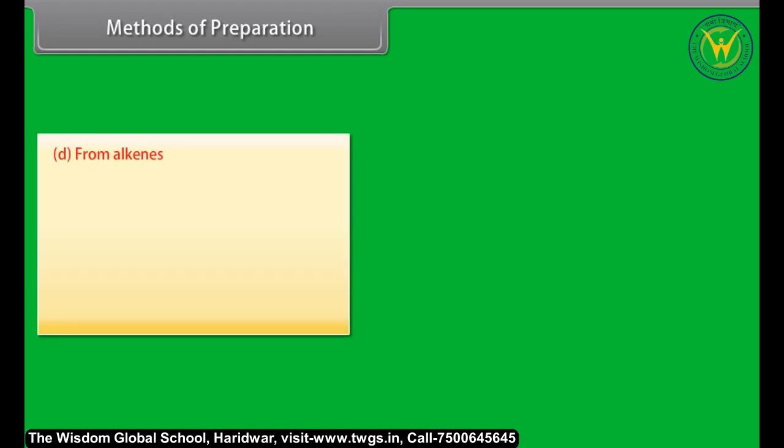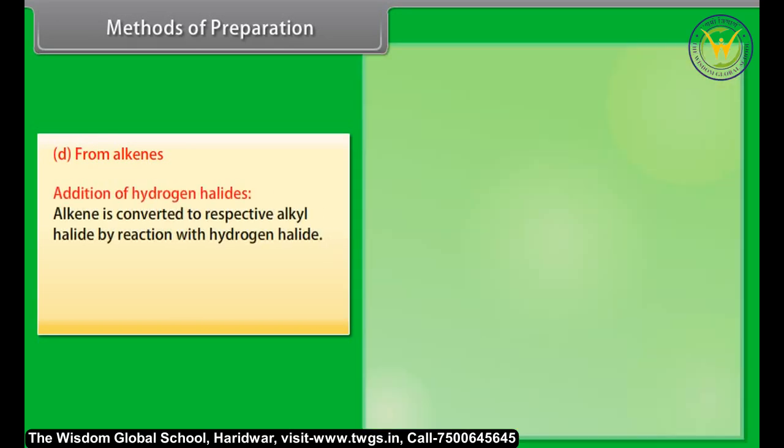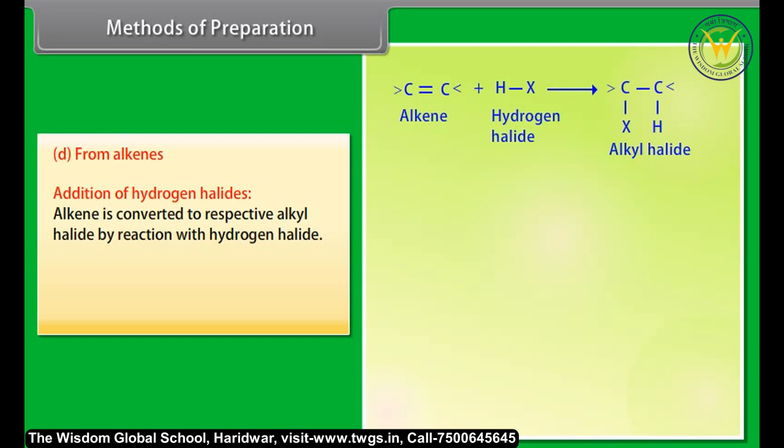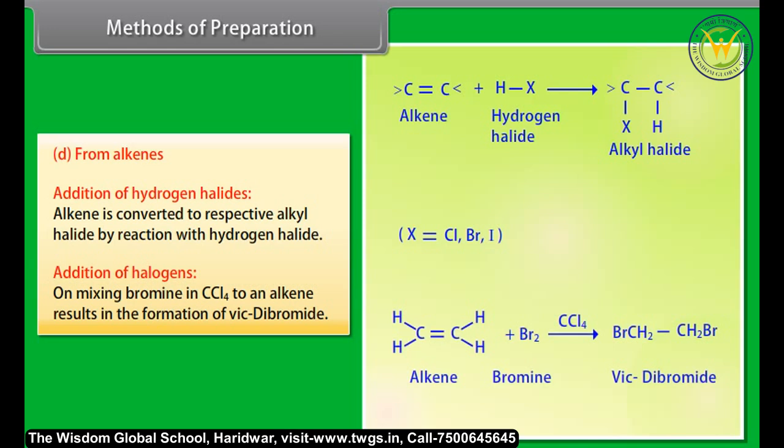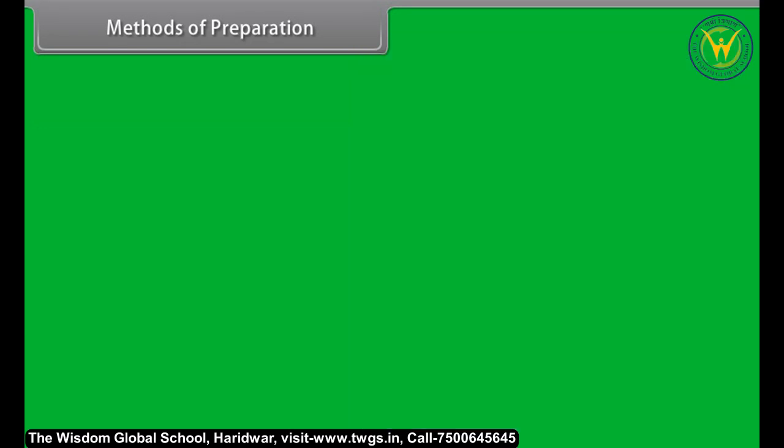From alkenes. Addition of hydrogen halides. Alkene is converted to respective alkyl halides by reaction with hydrogen halide. Addition of halogens. On mixing bromine in CCl4 with an alkene, it results in the formation of vicinal dibromide. Methods of preparation.